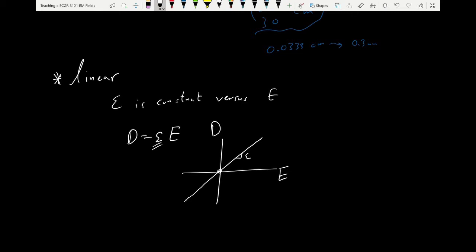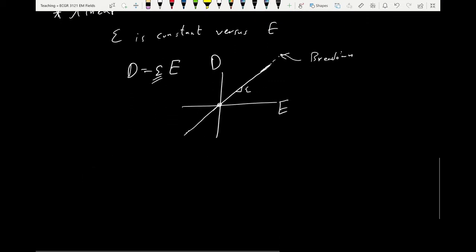That's essentially what a linear material is. Pretty straightforward. Of course, we know that after a certain point, if E is large enough, the material just breaks. This is where we get the breakdown. But before the breakdown, the material is pretty linear. If I had something like this, the material is not linear, epsilon is varying depending on how strong E is. That doesn't happen in most dielectric materials. Okay, so that's linearity.